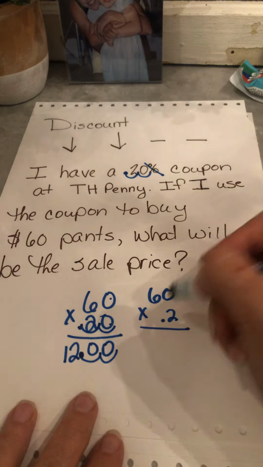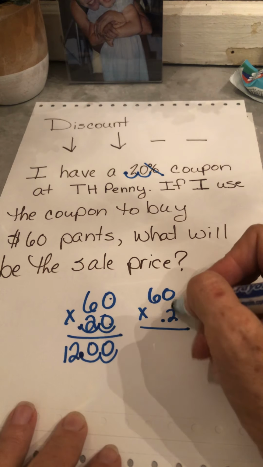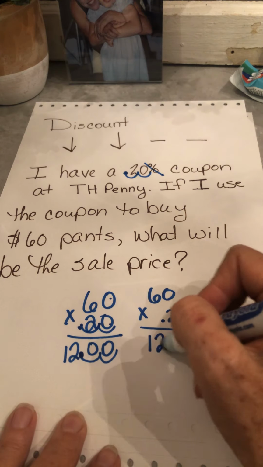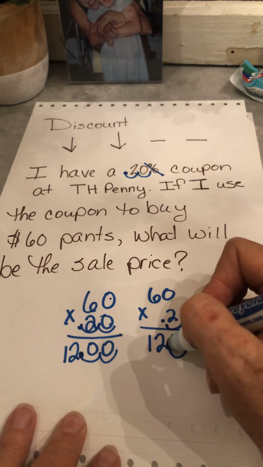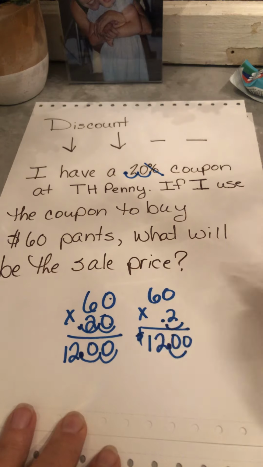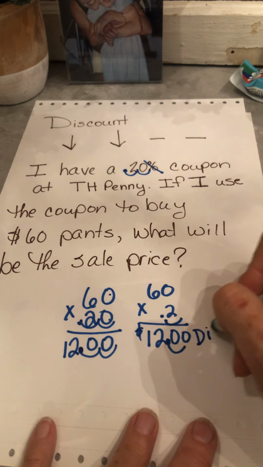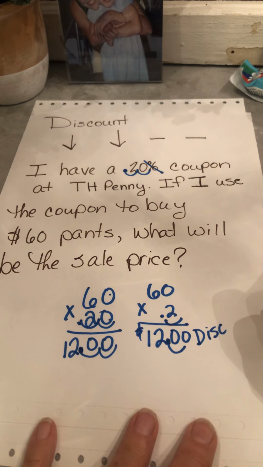So I find $12. I'm going to just go ahead and do this one for you because I know a lot of you are like, are you sure? 2 times 0 is 0. 2 times 6 is 12. Move my decimal once. $12. Okay, is this my total price? No, this is my discount, or how much I'm going to save.